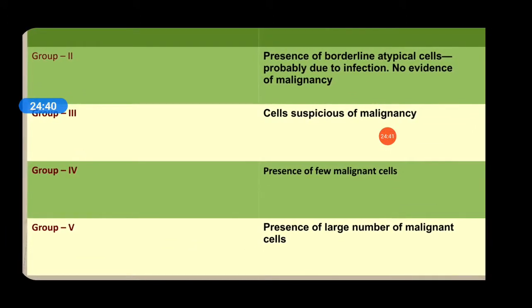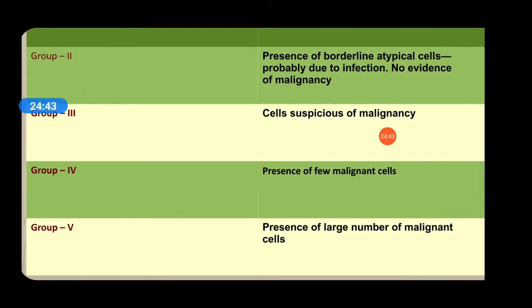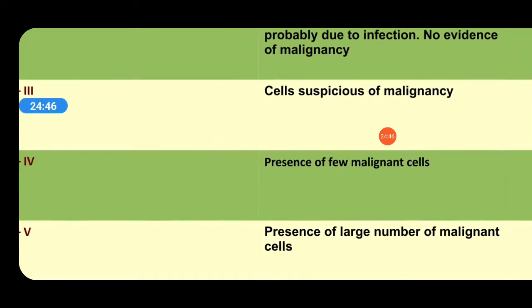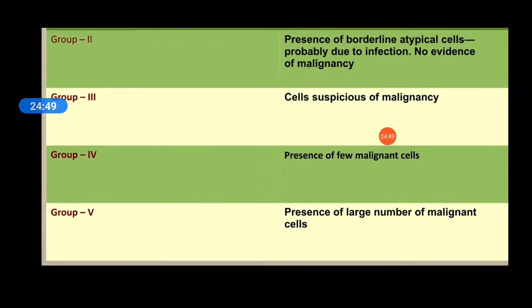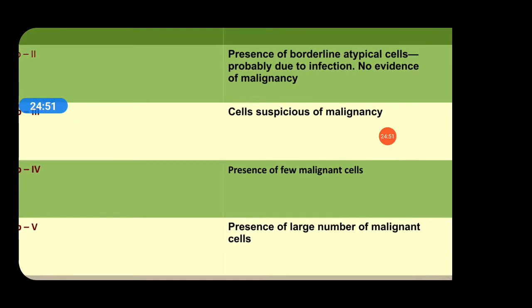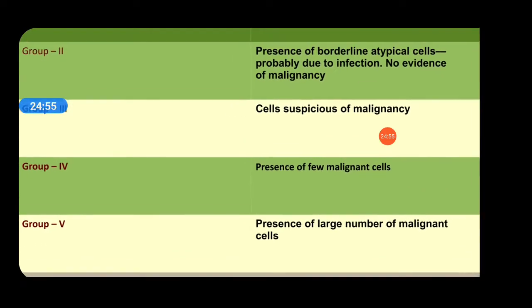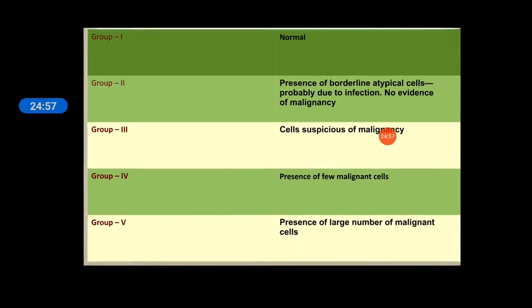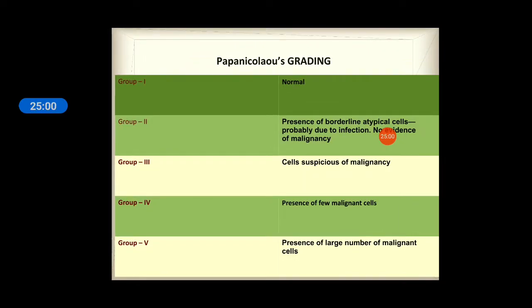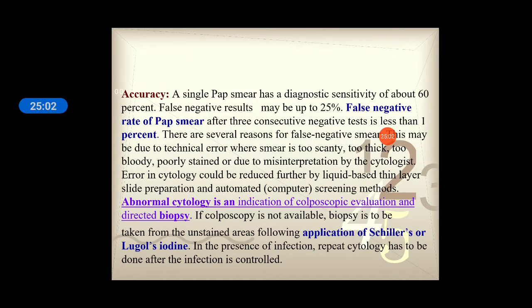In the fourth group, presence of few malignant cells. Here you'll find malignant cells, you can detect them, but they are very few in number. So group 4. Group 5, presence of a large number of malignant cells. You can find tadpole cells, fiber cells, or severe dyskaryosis type of cells. Then you can say it is group 5. So these are the 5 Papanicolaou grading.